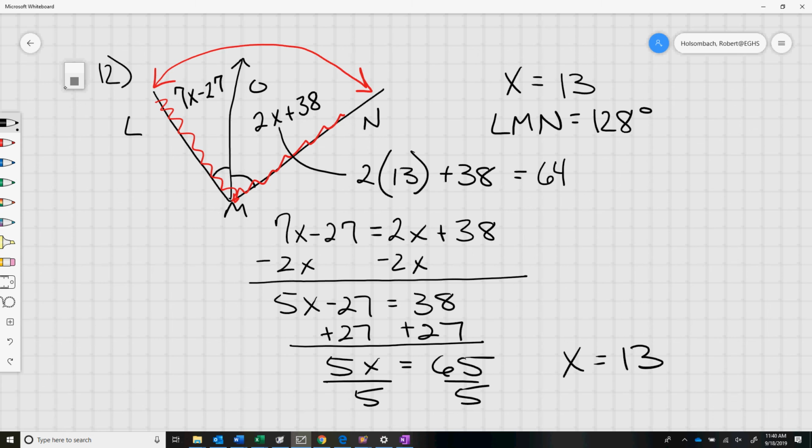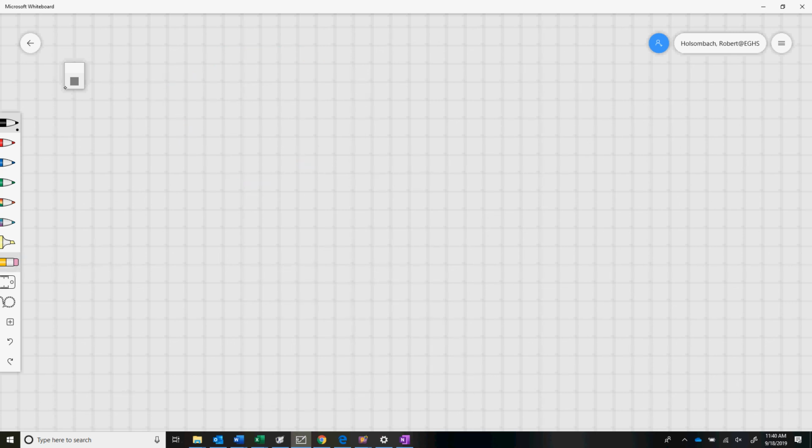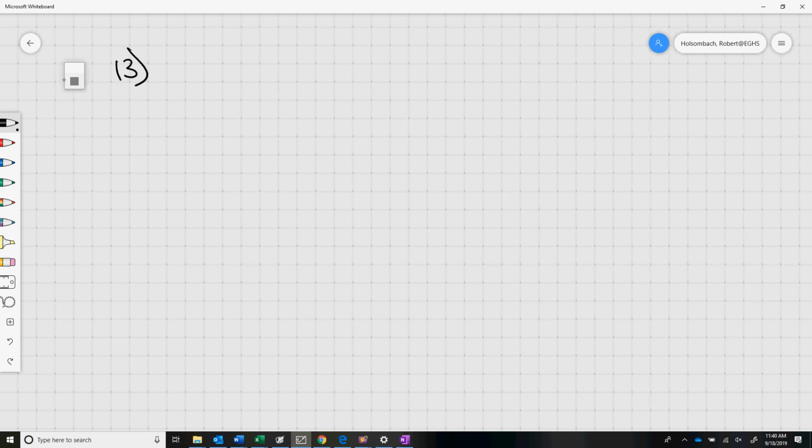Number 13. Angles 1 and 2 are a linear pair. So another linear pair. Angle 1 is x minus 18. Angle 2 is x plus 100. Find the measure of each angle. One of them is x plus 100. One of them is x minus 18.